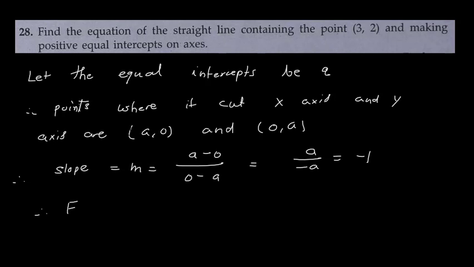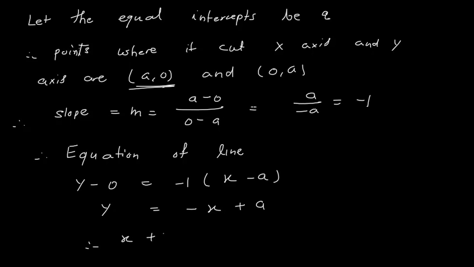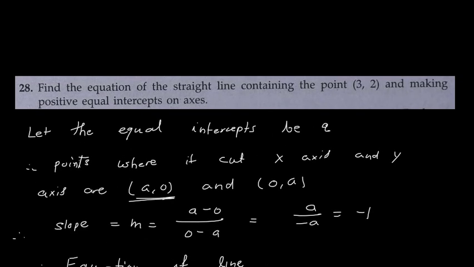So therefore equation of line, it will be y minus y1. So say this is x1 y1, so y minus 0 is equals to minus 1 times x minus a. So here this is minus x plus a and here it is y. So therefore we have x plus y minus a is equals to 0. X plus y minus a is equals to 0. So this is equation of line.